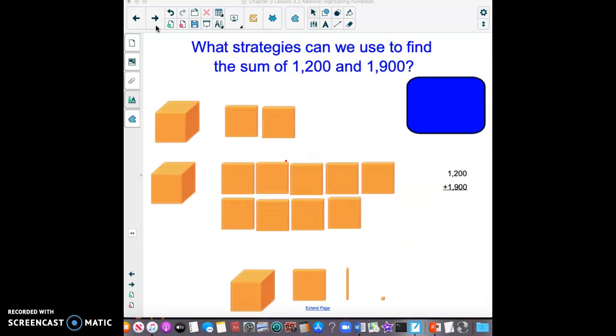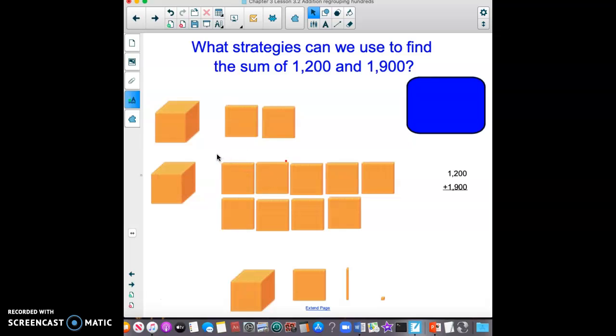Let's keep going. Okay, this next question says, what strategies can we use to find the sum of 1,200 and 1,900? And you can see that I've set up some base 10 blocks, the 1,200 on the top and the 1,900 underneath it. Very often we can use base 10 blocks to help us solve.